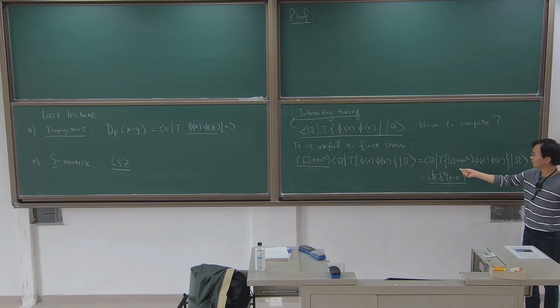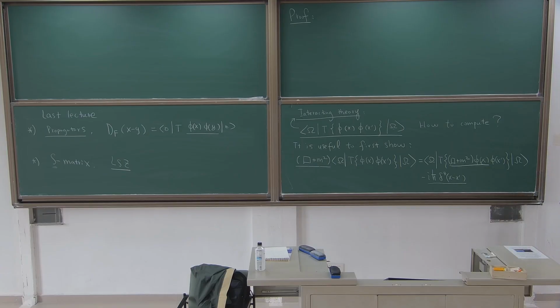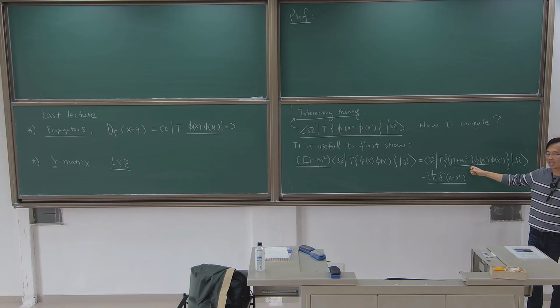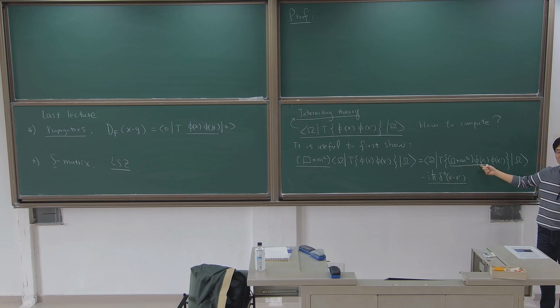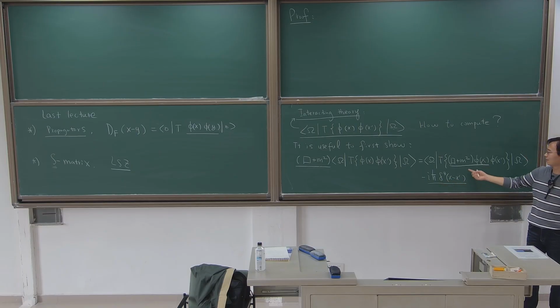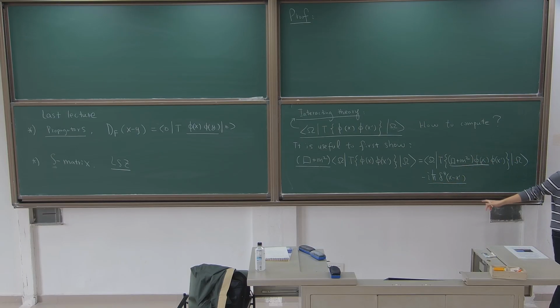Then you immediately realize that if the theory is free, as we showed last lecture, this will be equal to what? Zero. That's right, because of the equation of motion. So if the theory is free, this will be equal to zero. Now, since the theory is not free, this is not zero. I can check against the free field limit. If this is zero, then this is precisely the Green's function.